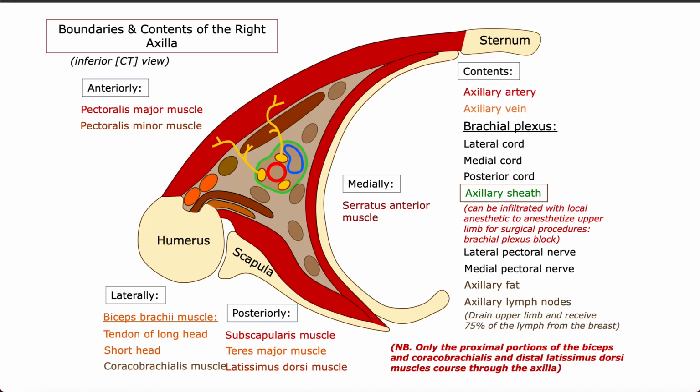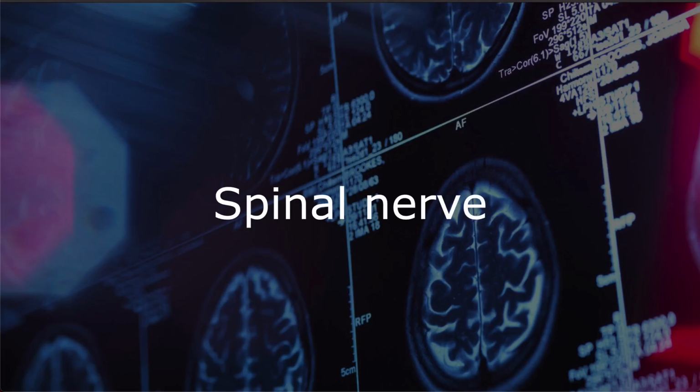Are we good? Okay, now before starting the brachial plexus, we need to have a quick recap. You have taken 2 sessions on the spinal nerve. So during this quick recap, we can see how a spinal nerve is formed.